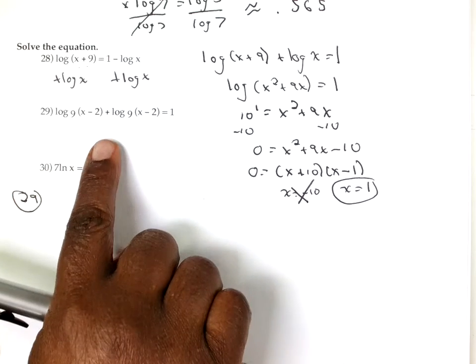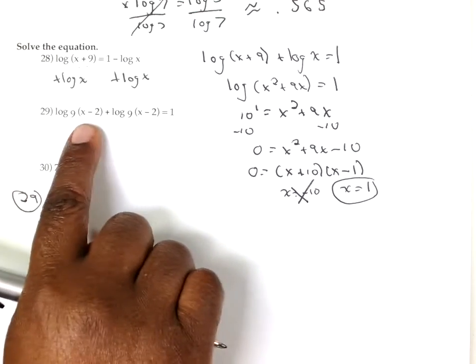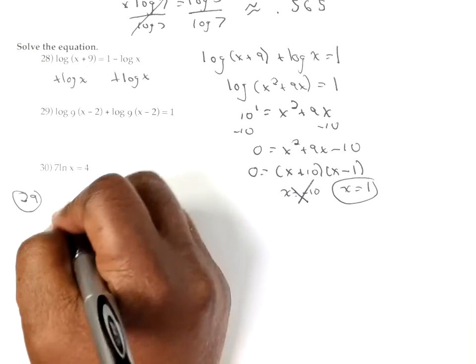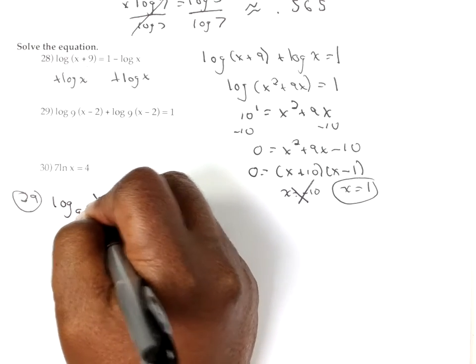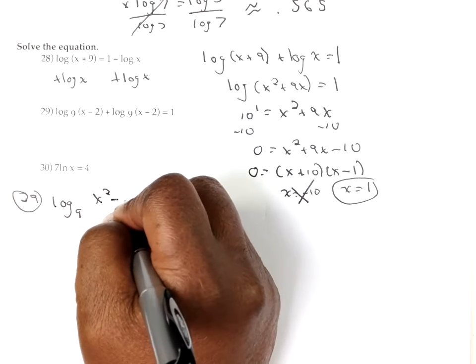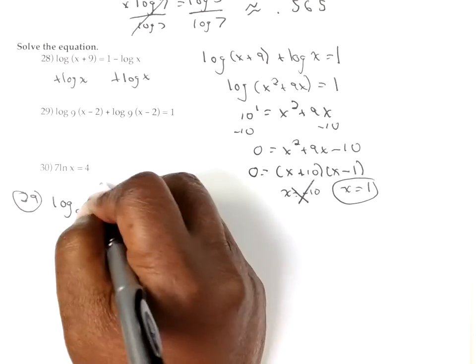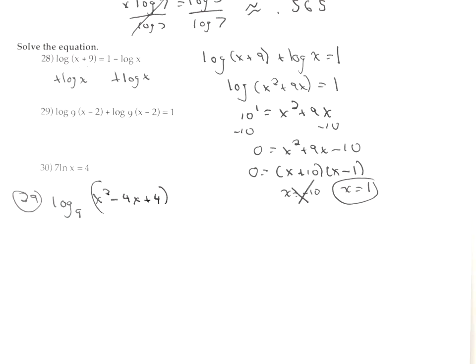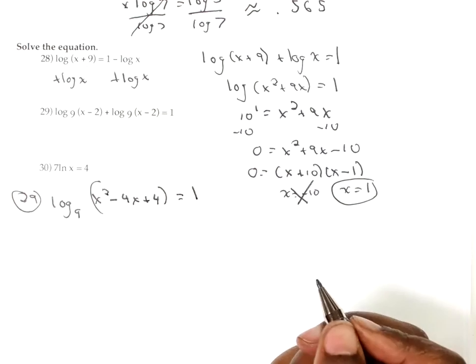29. I'm just going to do it down here because there's no space. Again, I have a multiplication because these two are added together. So when I put it together, I get log base 9 of x squared minus 4x plus 4. So just FOIL those out, x minus 2 times x minus 2. Or you could have left it as x minus 2 squared. Actually, that might have been easier. I'll do it that way next. And then it equals 1.